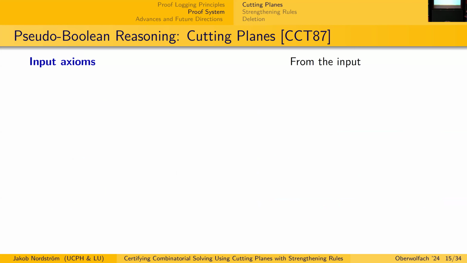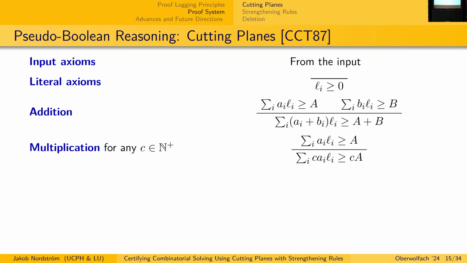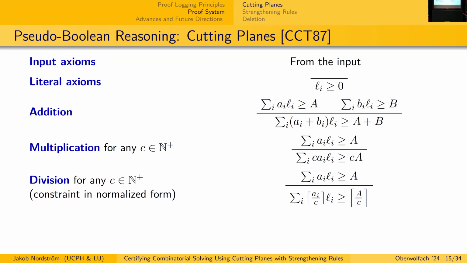And the axioms are as from the input. Then we have that all variables are between 0 and 1. Conveniently, all literals are non-negative. And then we can do addition, multiplication. The division rule looks like this.